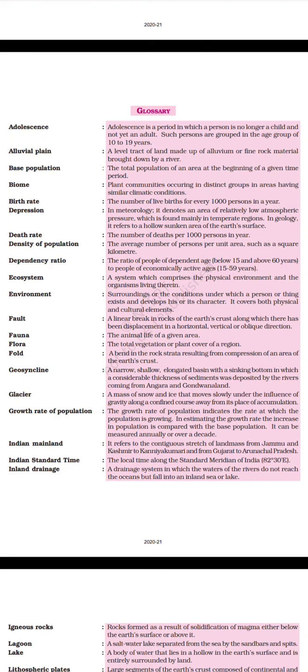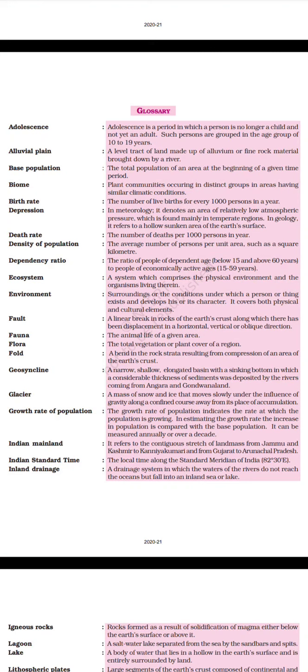Geosyncline, a narrow, shallow, elongated basin with a sinking bottom in which a considerable thickness of sediments was deposited by the rivers coming from Angara and Gondwana land. Glacier, a mass of snow and ice that moves slowly under the influence of gravity along a confined course away from its place of accumulation.